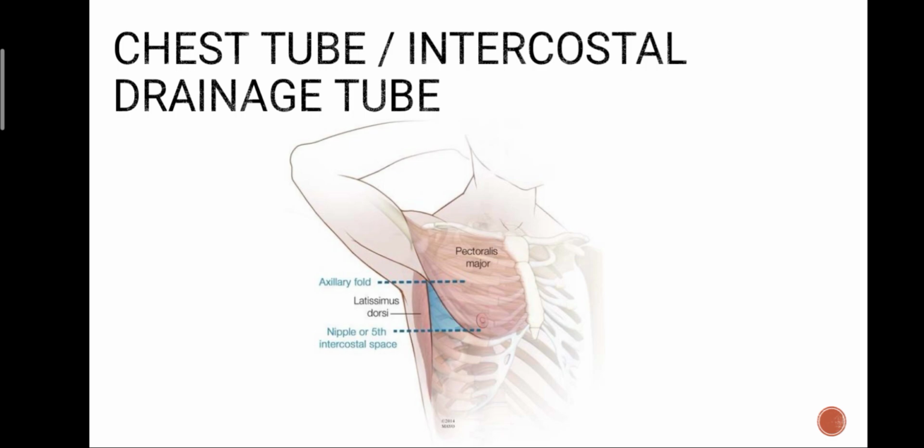Chest tube is also called an intercostal drainage tube, that is inserted in the triangle of safety. This triangle of safety is just located below the axillary fold. Medially is the pectoralis major, laterally is the latissimus dorsi, and the inferior border is the nipple or fifth intercostal space. If you insert your chest tube here and drain the fluid or air, there would be less damage.